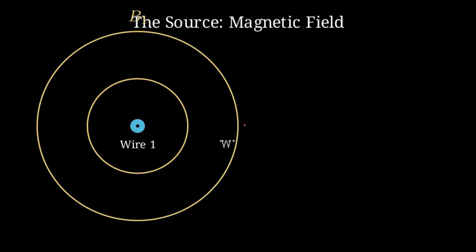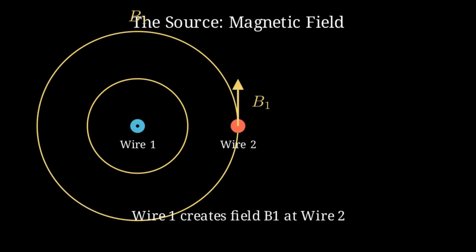To understand why this happens, we must look at the magnetic field. Wire 1 creates a circular magnetic field around itself. This field, which we call B1, reaches over to where wire 2 is located, influencing the charges moving within it.